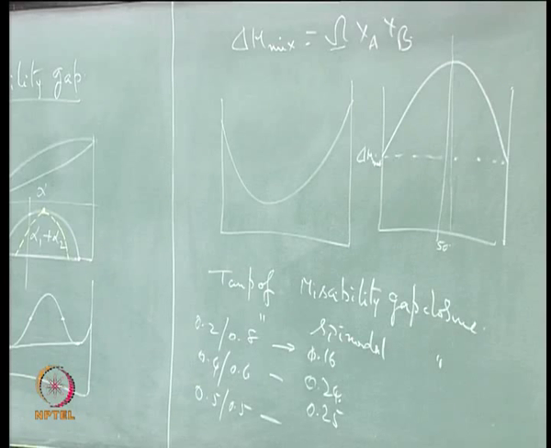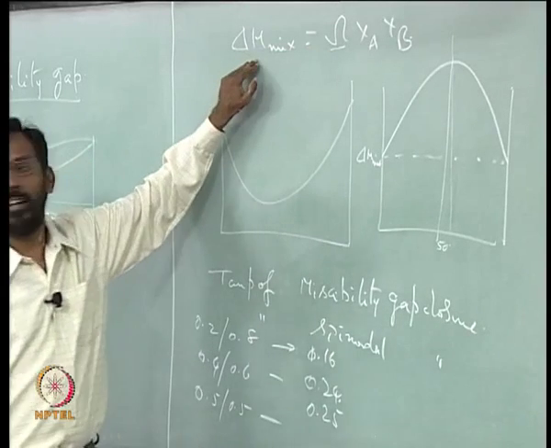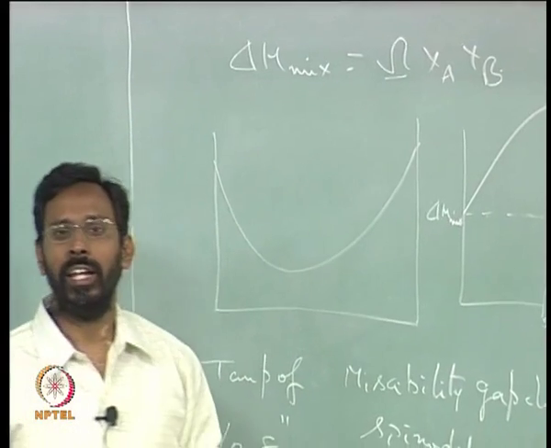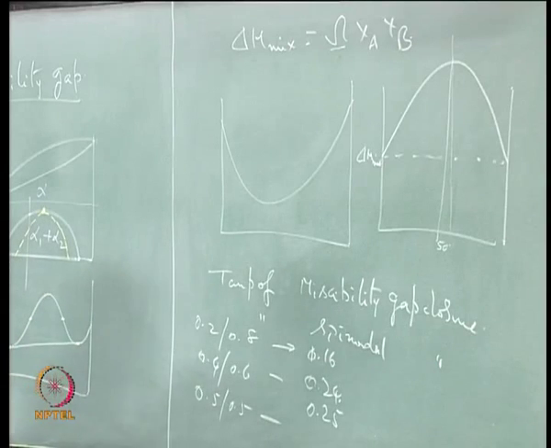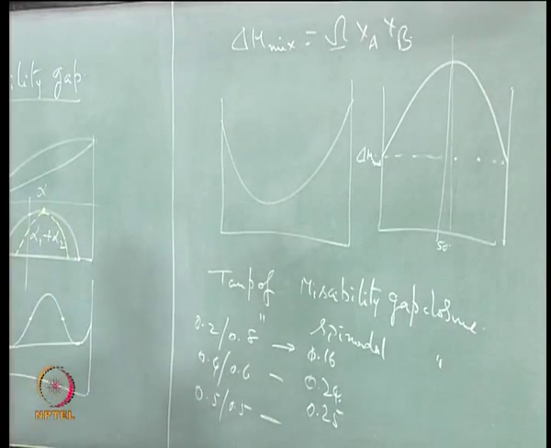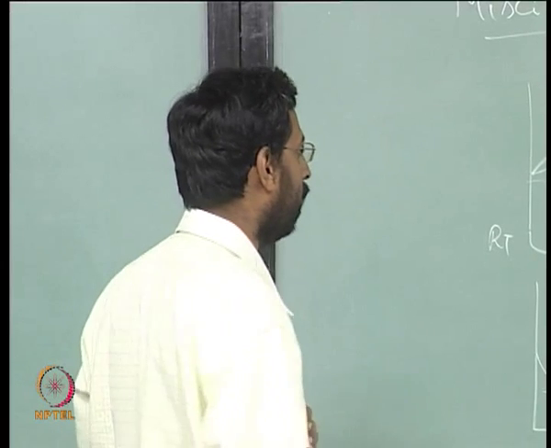When omega is 0, as simple as that. When you have an ideal solution, then when omega is 0, obviously delta H mixing is 0. That is a very remote situation, we are not considering that. So, we are looking at omega being positive. First and foremost, when do you get a miscibility gap? When omega in the solid is positive. This is very clear, I think all of you understand this.